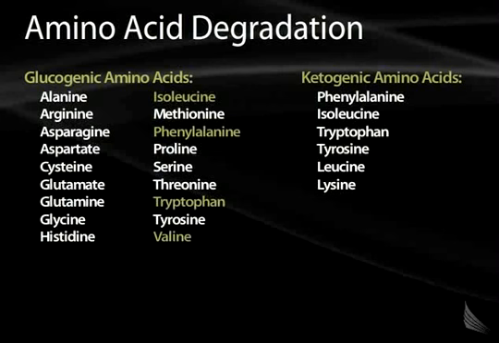Well, the easy way to remember it is there are only two amino acids that are purely ketogenic, that can't contribute to gluconeogenesis at all, and those are leucine and lysine, the two L's. Okay? Everything else can contribute to gluconeogenesis in some way. Now, there are 4 amino acids that are both ketogenic and glucogenic, and those can be remembered by the mnemonic PIT: phenylalanine, isoleucine, tryptophan, and tyrosine.